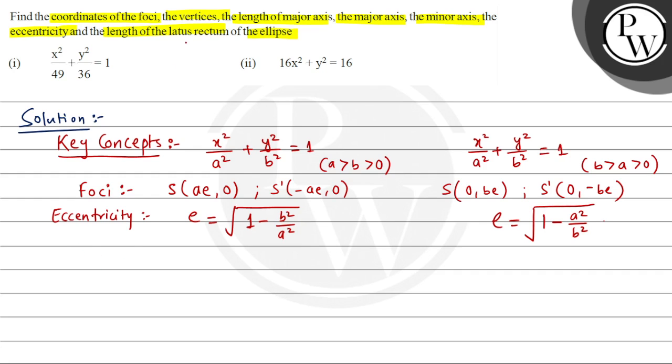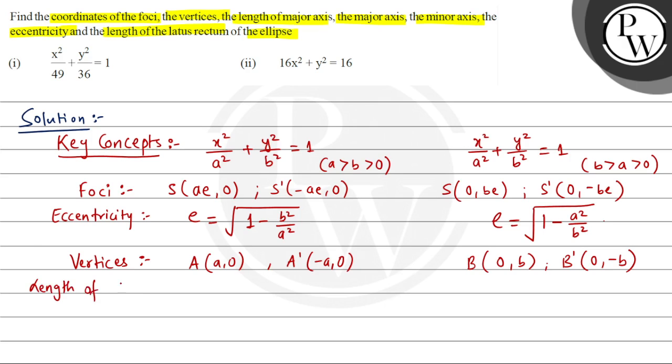Again for vertices we have, if we consider as A, that would be (A, 0) and A dash (minus A, 0). For vertical ellipse the point will be, let us say B, and that would be (0, B), and B dash as (0, minus B). Then we have length of major axis. So length of major axis for horizontal ellipse will be 2A. For vertical ellipse it will be 2B.